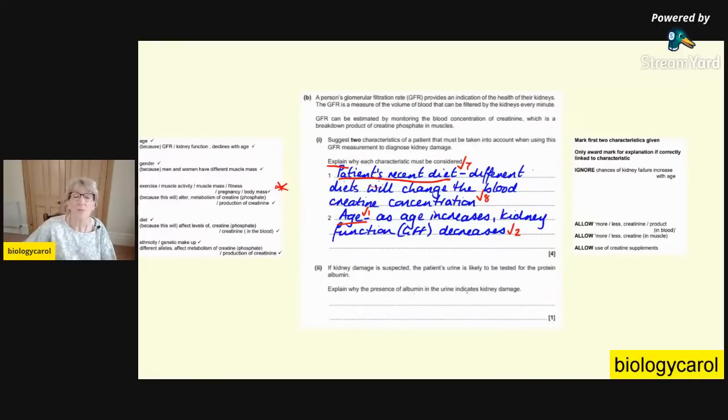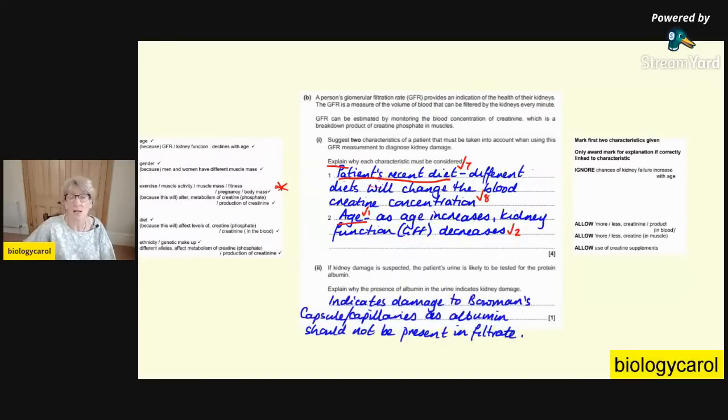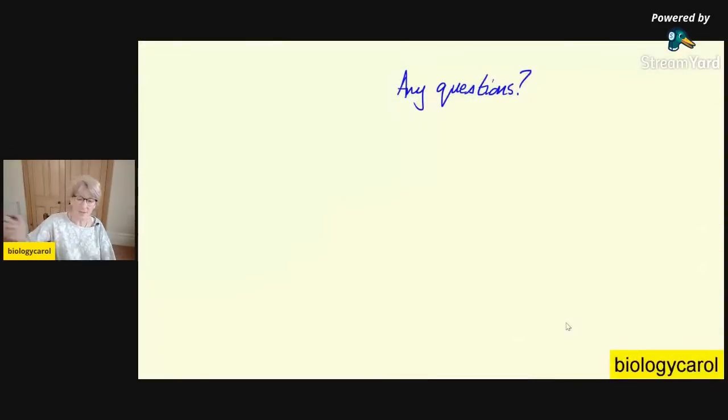If kidney damage is suspected, the patient is likely to be tested for albumin. Explain why the presence of albumin indicates kidney damage. Well, that means it's got through the ultrafiltration process in the Bowman's capsule, and that means that there has been damage to either the Bowman's capsule or the glomerulus. So it indicates damage to Bowman's capsule, capillaries. I should have written glomerulus there. I don't know why I didn't, as albumin should not be present in the filtrate. Fortunately, the mark scheme says the idea that large proteins should remain in the blood, so I've said that they shouldn't be in the filtrate, which is the same thing. And there we are, finished.